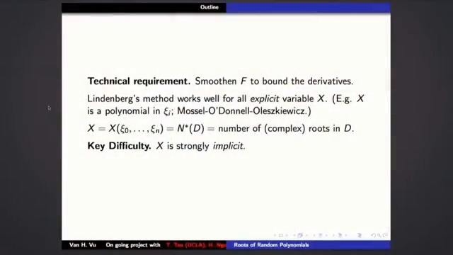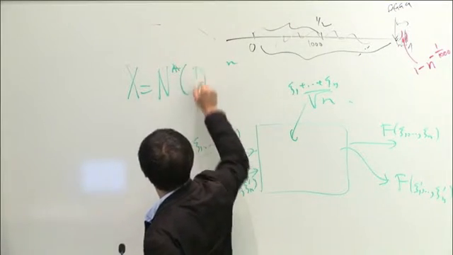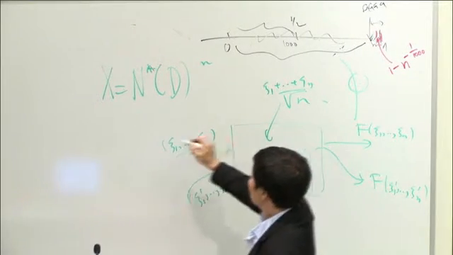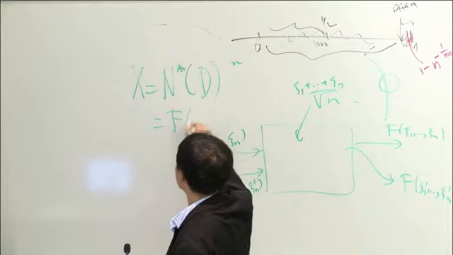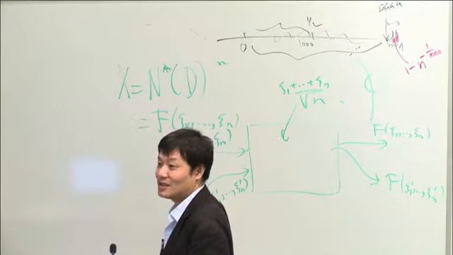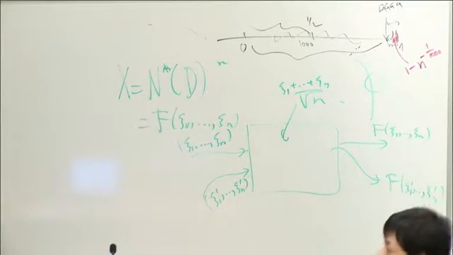But what we care about here is some function which is fairly implicit. We care about this function x, which is the number of roots in a region D, where some region D is given near the circle. Sure, this is a function of the random variables C1 up to Cn, but it is not an explicit function like the sum or the polynomial. You cannot write it down in any way.